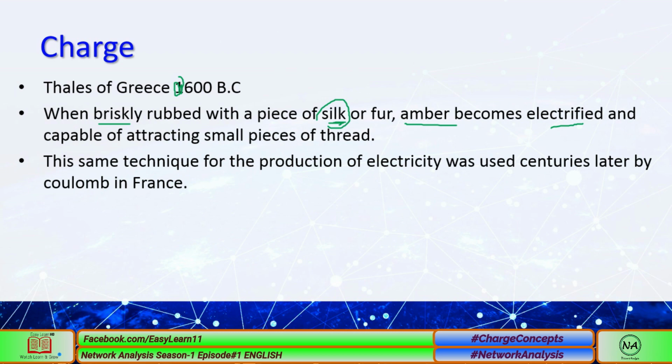What is behind this? At that time they were shocked, as if it were magic, but there is always a science. The amber becomes electrified and is capable of attracting small pieces, not very large ones, because it is a small electrostatic force. We are going to discuss all of this in detail. This same technique for producing electricity was used centuries later, even before Coulomb.